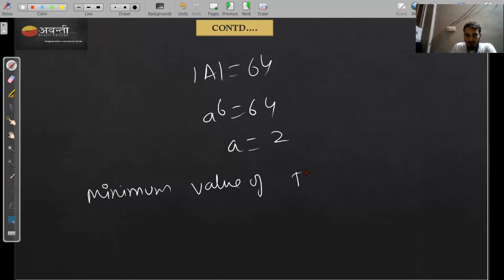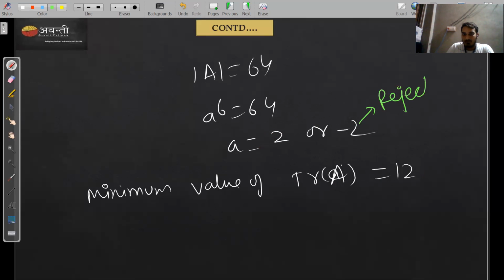So the minimum value of trace of A is 12. See, A can be 2 or minus 2 here. Why I have not taken the minus 2 is because it's given the positive entries. So the minus 2 value is already rejected because the diagonal elements are positive. So now the question is clear. The trace of A is 12, right?